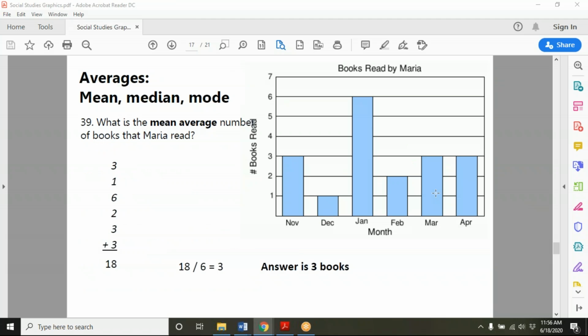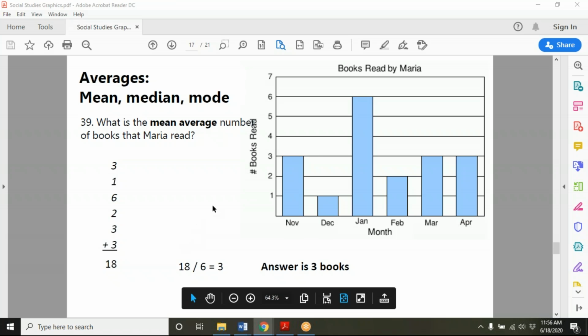Okay. Almost out of time. So I think there's just one more couple of ideas here. Mean, median, and mode. This is averages. When you talk about average, what's the average? Okay, so let's look at this. Books read by Maria. This is by month, and the number of books she reads each month. Okay, pretty straightforward.